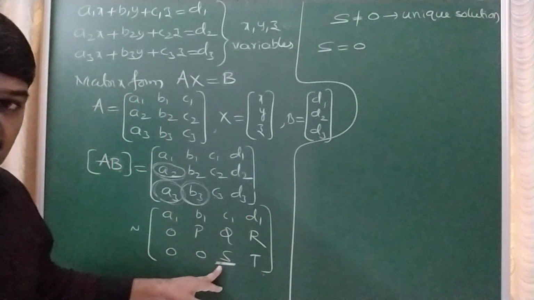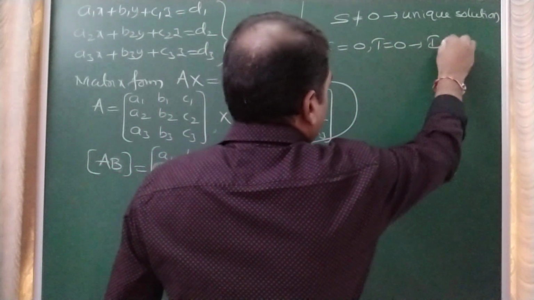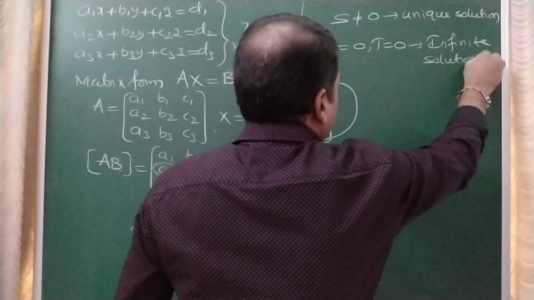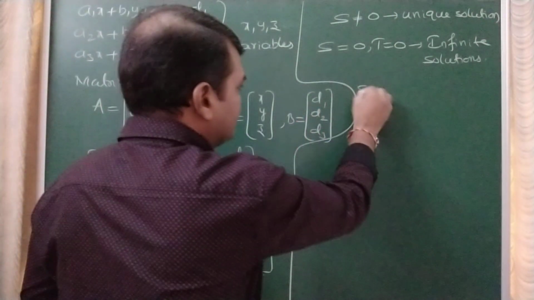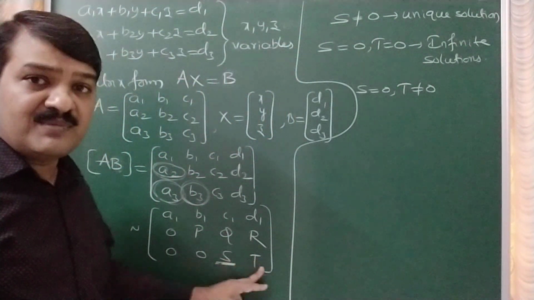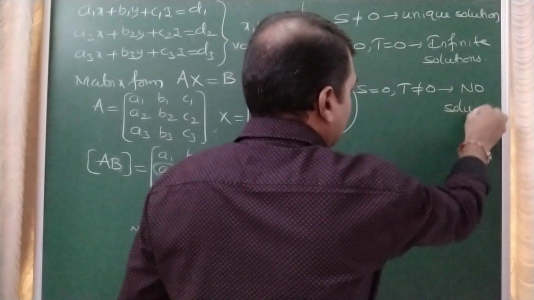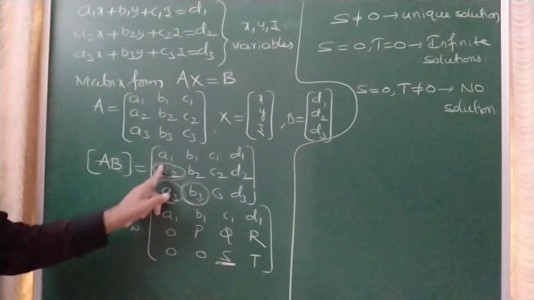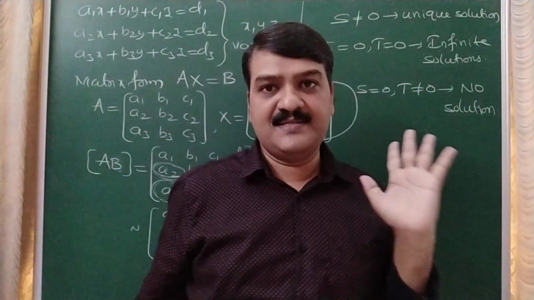So if this is 0 and the next element is also 0, for example, then you are going to get infinite solutions. That is for sure. If this element is 0 but the next element P is not 0, then you are not going to get any solution. So this is the simple process. Just try to get zeros in these three places. You can decide which type of solutions the system has.